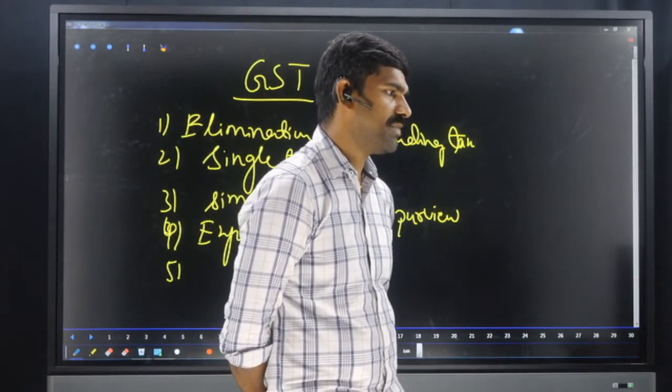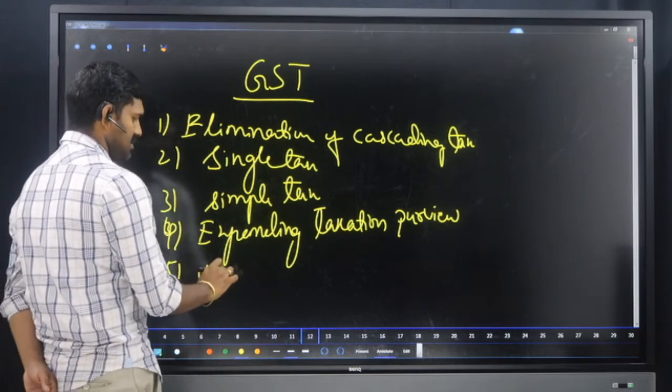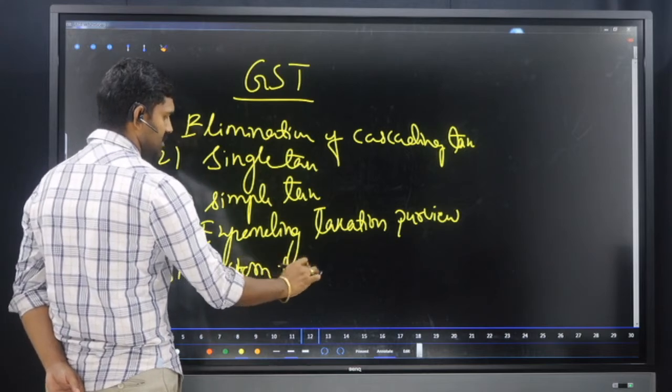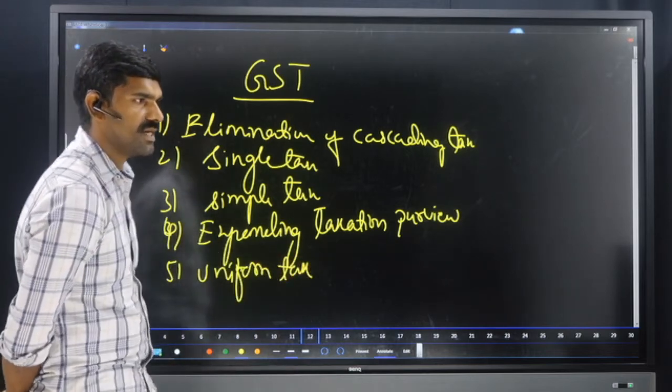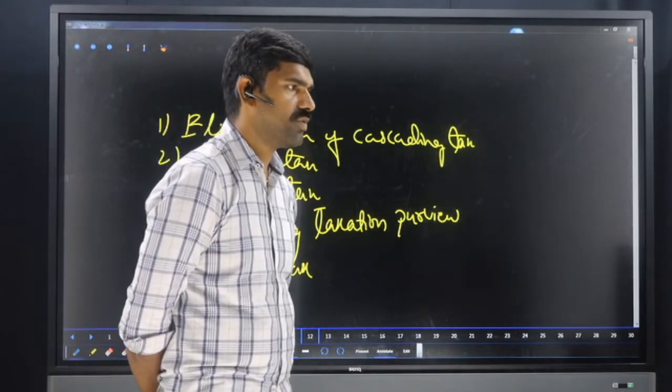Number of taxes decreased by imposing GST. That's true. Unification of taxes. Uniform tax throughout the country. Okay, very nice. Reduced tax burden. That's true. Number of taxes are decreased by imposing GST.